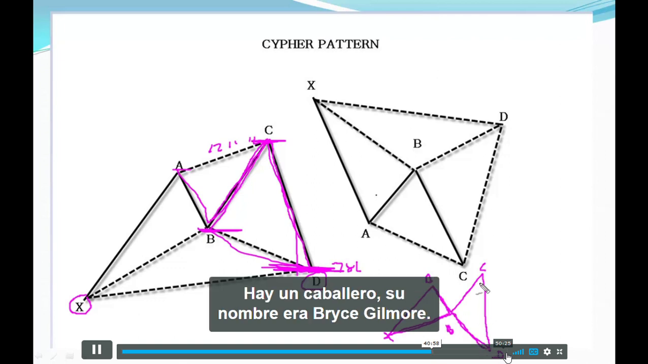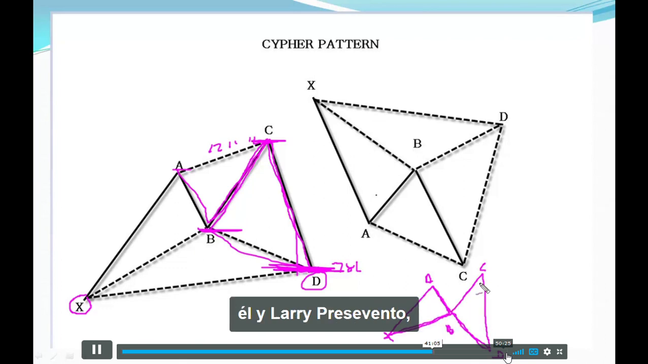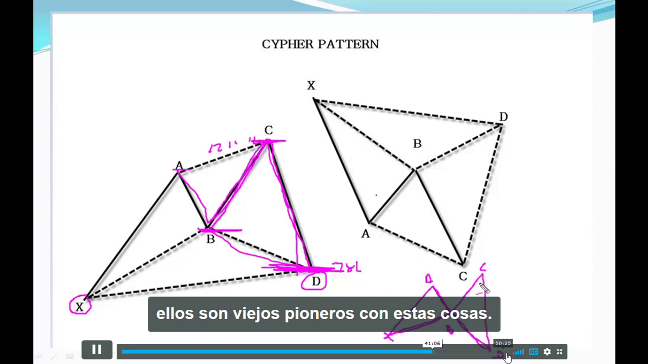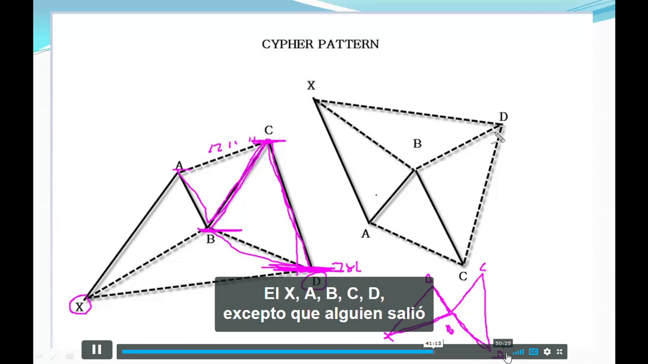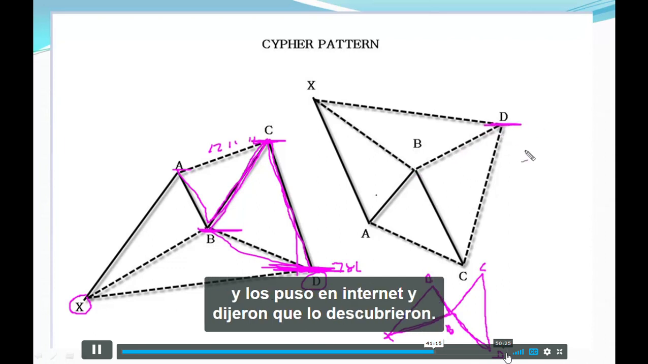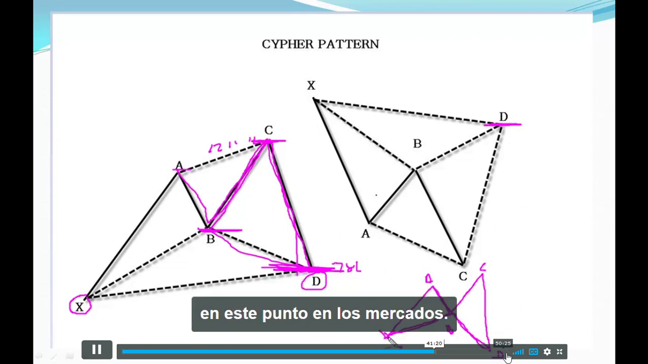There's a gentleman, his name was Bryce Gilmore. He's been doing it for 5,000 years. He's kind of retired at this point. Him and Larry Pesavento, these are old-time pioneers with this stuff. They pretty much always had these patterns, the X, A, B, C, D, except that somebody came out and put it on the internet and said, okay, they discovered it. There's really no new discoveries at this point in the markets.